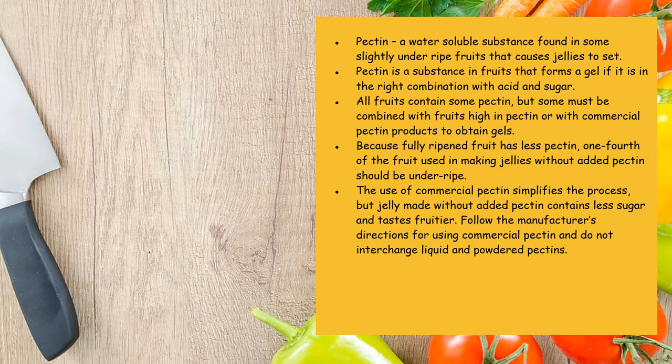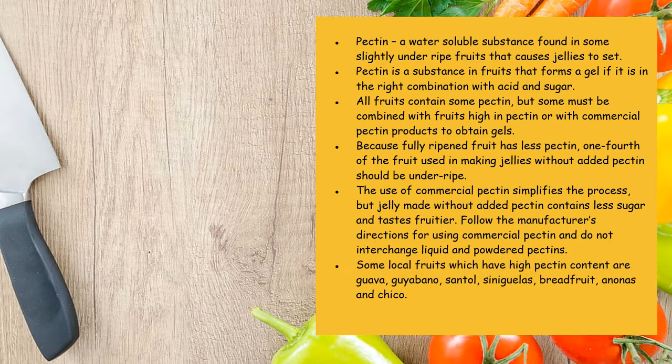The use of commercial pectin simplifies the process, but jelly made without added pectin contains less sugar and tastes fruitier. Follow the manufacturer's direction for using commercial pectin and do not interchange liquid and powdered pectins. Some local fruits which have high pectin content are guava, ribano, santol, siniguelas, breadfruit, ananas, and chico.